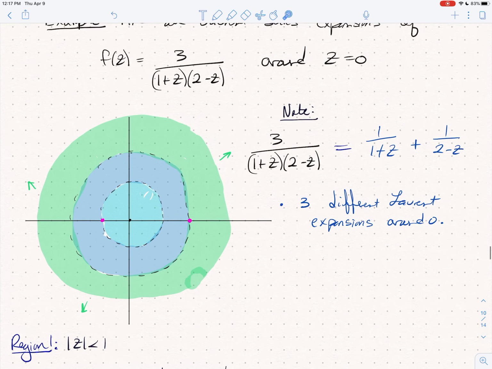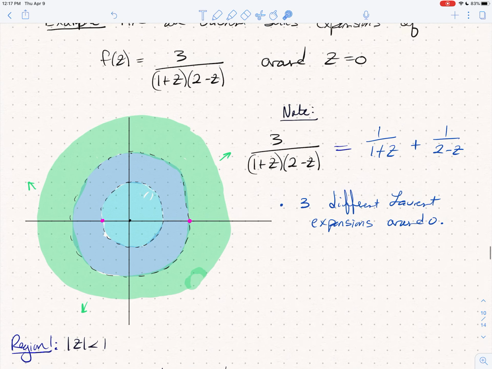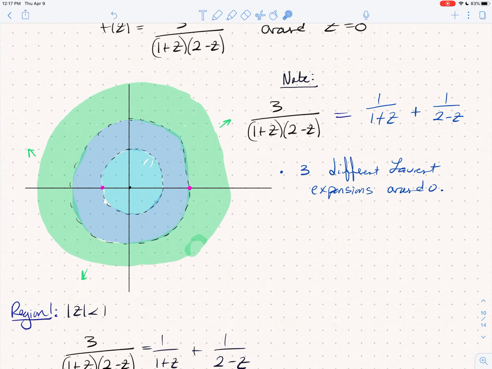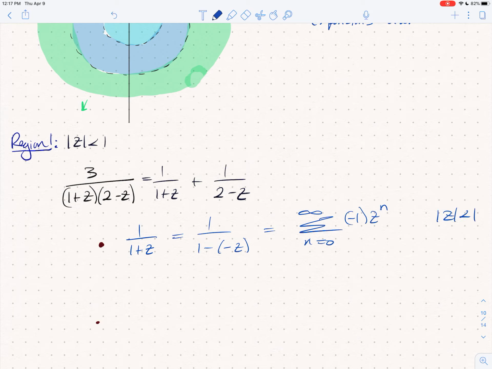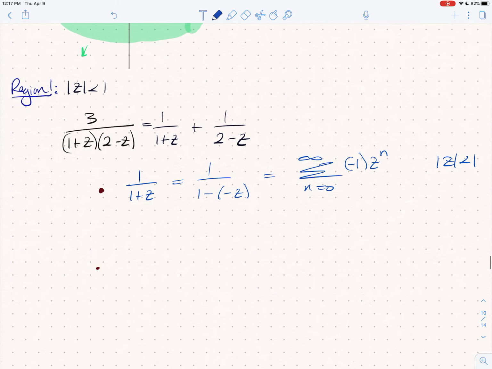I'm going to need to carefully specify the restriction. So the region 1 is just modulus of z less than 1. So I've taken my function and I've broken it up like this. And let's please realize that the first one, 1 over 1 plus z, you should just know this. I guess I'll do it again. It's 1 over 1 minus z, and so you just do a geometric expansion. The sum from n equals 0 to infinity of minus 1 to the n, z to the n. And this is valid for modulus of z less than 1, which is exactly the disk we're on. So that's perfect. So I got that half done.